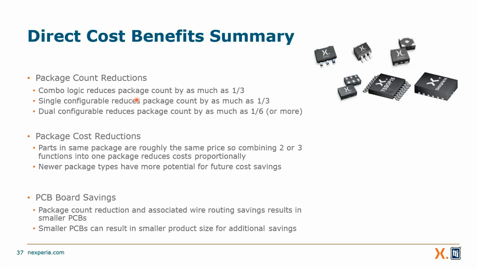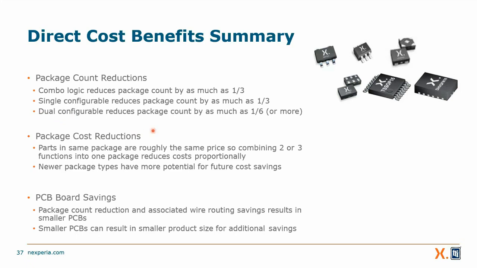There are some cases where I can take 3 functions, which used to be 3 packages, and combine them down to 1 package. It's a third of the size of my previous system. My single configurables can reduce package count by as much as 3 again, if I pick one of those functions, which is the compound configurable devices. If I use a dual configurable, it will reduce my package count by as much as 1 in 6. If I can take each of those functions, implement 3 packages by each half of it, that's 6 packages I can theoretically replace with 1 package. That is real savings in terms of the number of parts that I'm buying.